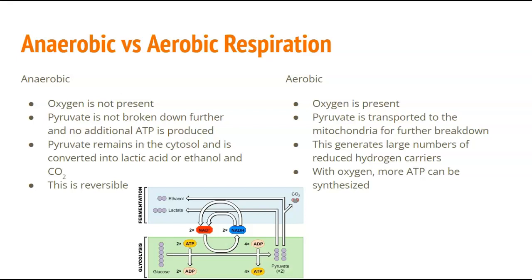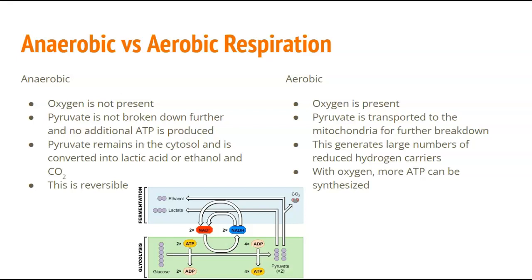If oxygen isn't present, then the pyruvate that you just formed in glycolysis is not broken down further and you don't get any more ATP. That is not a lot of energy being produced, so it's not ideal, especially for a human. You need lots and lots of ATP, and so only getting 2 is like, okay, now what?